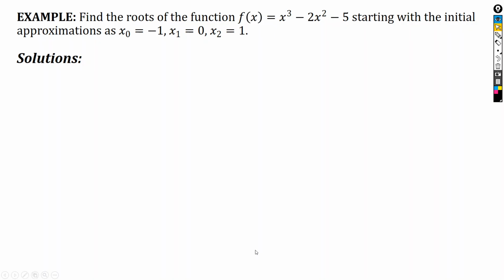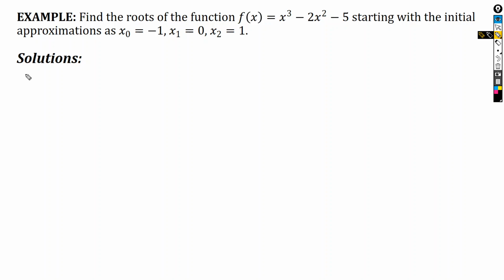So we have an example here. Find the roots of the function f of x equal to x cubed minus 2x squared minus 5, starting with initial approximations x0 equal to -1, x1 equal to 0, and x2 equal to 1. So the first step is to evaluate the functional values of the initial approximations. So meaning we have to evaluate f of x0, f of x1, and f of x2.